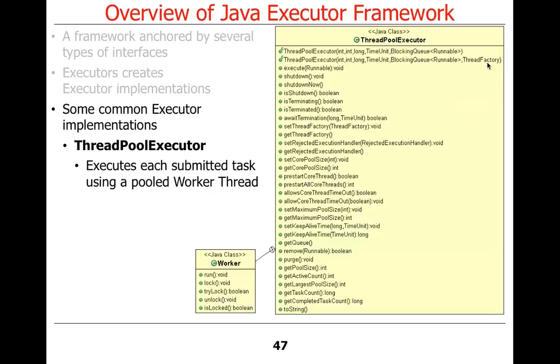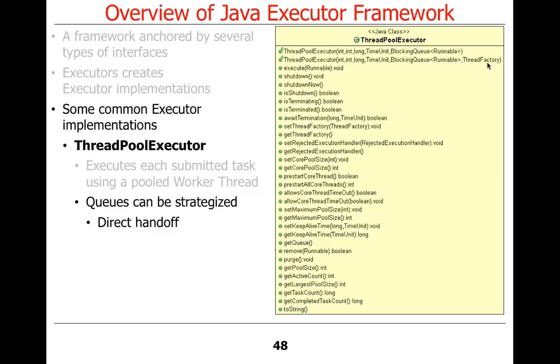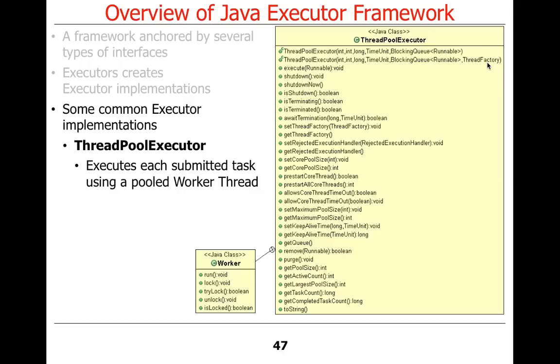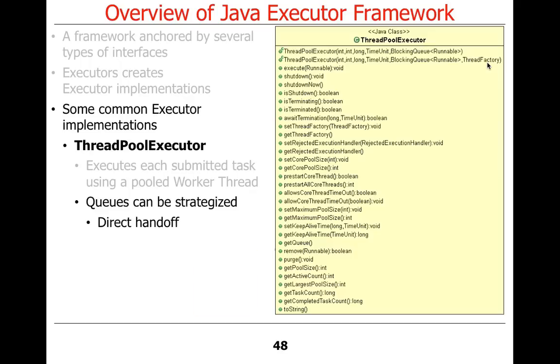It has this thing called a worker thread, which you can see down here. There can actually be a group of worker threads, one or more, that are spawned in a variety of ways, which we'll look at later. And you can also define the type of queue. If you look carefully here, you can see this thing called a blocking queue. And there's a bunch of different kinds of queues you can have.